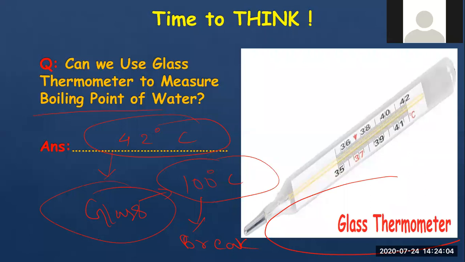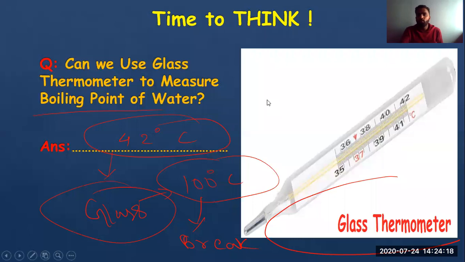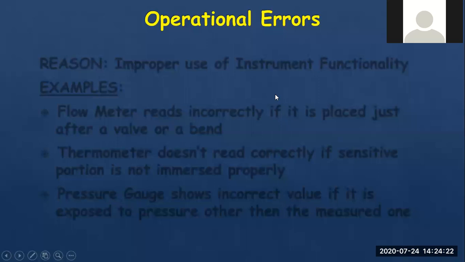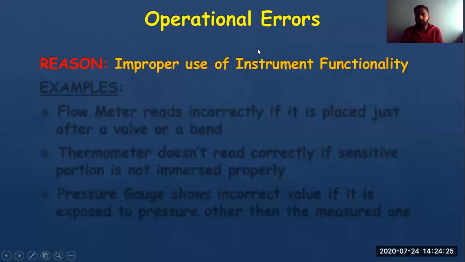Sir, it's the wrong selection of tool actually. Very nice. Who told wrong selection of tool? Sir, me, Raza. Very nice. This is called operational error. You are not using it for the proper operation. Just think about it: improper use of instrument functionality, right?